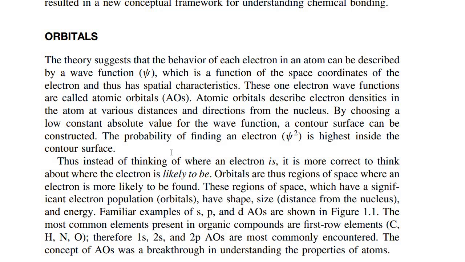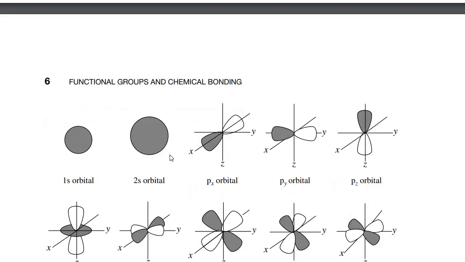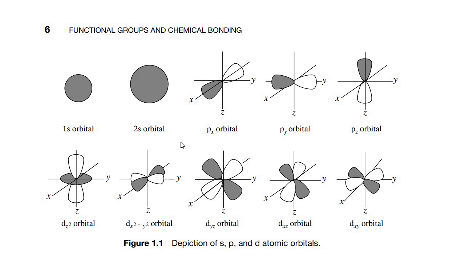First I am going to show you some shapes which are easily understood. Which orbital is this? 1s. Now look at the shape. 1s, 2s. So s is spherical. This is the 1s and this is the 2s. Now you understand the difference between this size and this size.